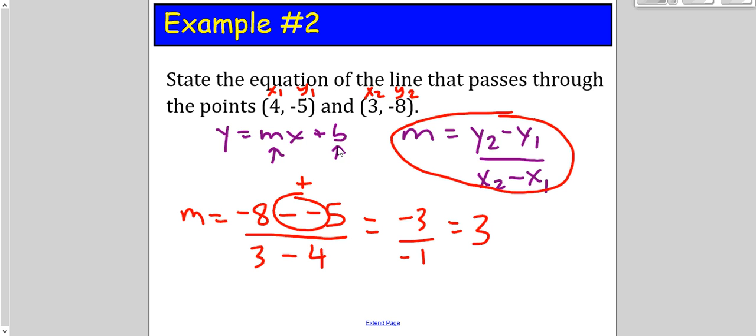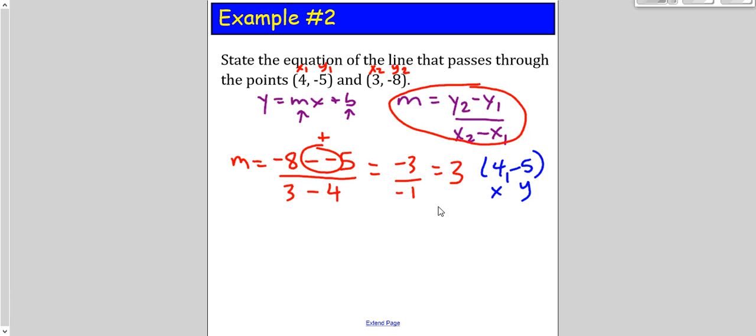Now I want my second piece, which is b, but to do that, I'm going to have to use one of my points. So you have a choice here. You can either use your first point or your second point. I'm going to use my first, not for any reason in particular, just maybe because it came first. So this is my m, this is my x, this is my y, and I'm going to put all that information into y equals mx plus b.